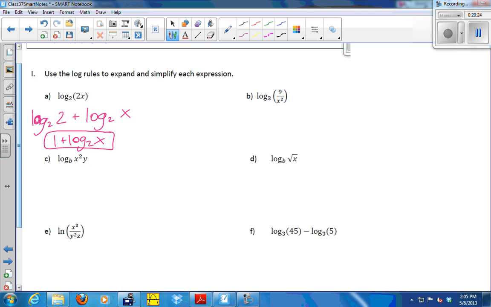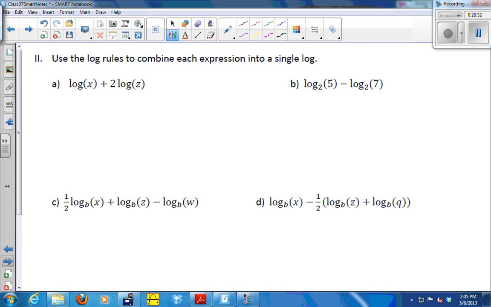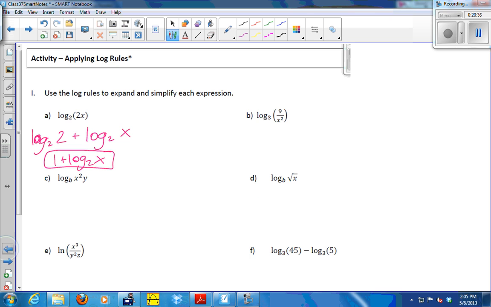So we're expanding. So in part 1 of your activity, you expand. And in part 2, you're going to bring it back together like we did in the examples. So you got 5 minutes. Try to do a couple from each, and then you can finish them on your own time.